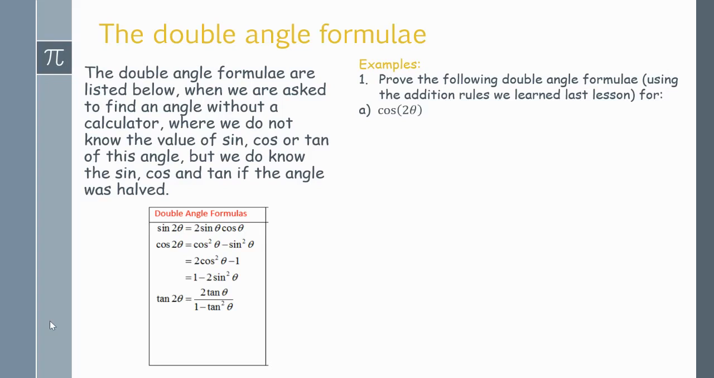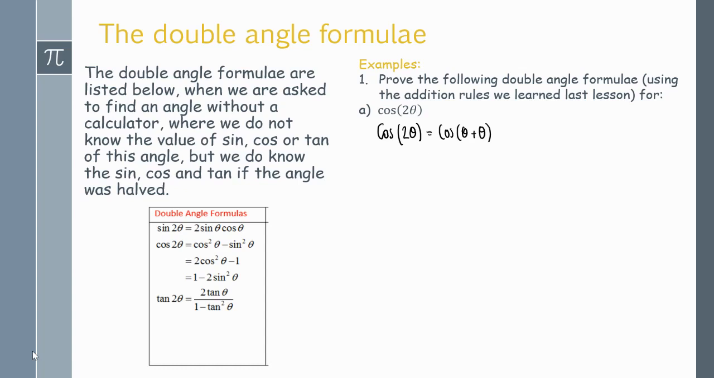Let's prove the double angle formula for cos 2 theta. So I'm trying to prove that cos 2 theta is equal to cos squared theta minus sine squared theta. We're going to use some addition rules that we learned previously to help prove this. Recall that cos 2 theta, I could rewrite as cos of theta plus theta, right? That will give me 2 theta.